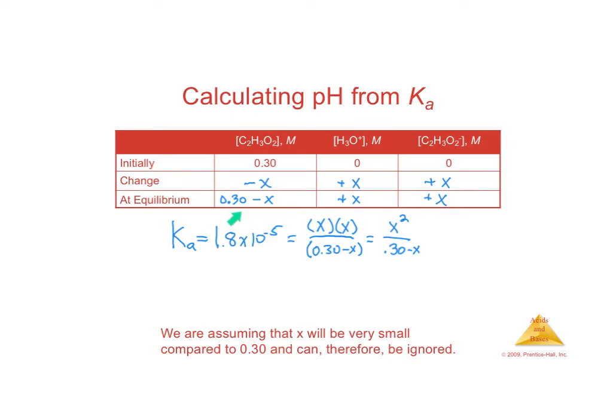So let's do this. Let's assume this x is small and let's get rid of it. And look at how we can solve for x without having to go through a quadratic equation.